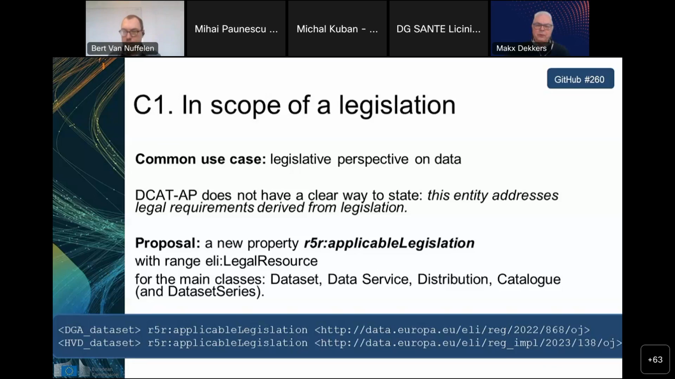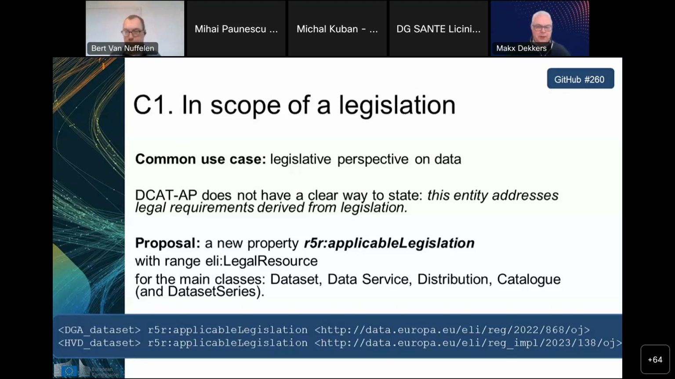A comment from Kuldar asking whether this property is repeatable. Yes. For example, if it's DGA and the health data space, there can be multiple ones if there are multiple legislations that apply to the dataset. And in the scope of this guideline, in the high value dataset regulation guidelines, it will be mandatory: you have to use the bottom one. So at least this one has to be there.